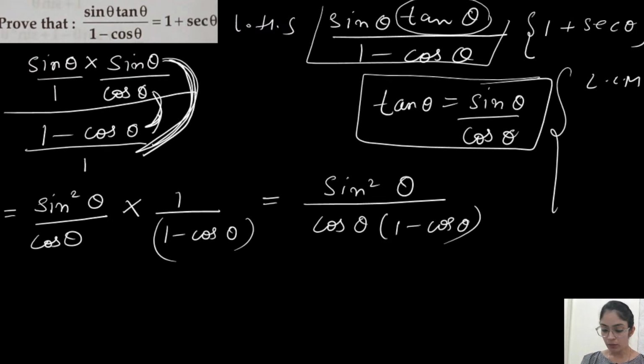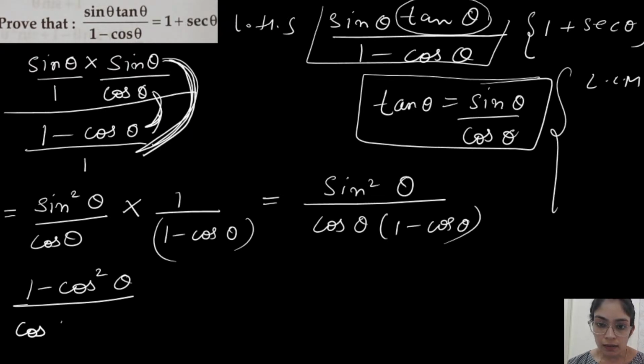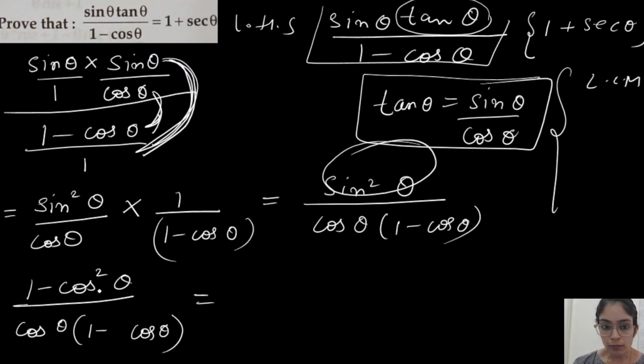Yes, so I have already told you the 6 rules. You can just work on those rules, and these questions are not very tough. So sine square theta by cos square theta into 1 minus cos theta. See, sine square theta in many questions we have used. So the square relation we can use. So sine square theta is equals to 1 minus cos square theta, over cos theta into 1 minus cos theta. See, sine square theta I have replaced with 1 minus cos square theta.